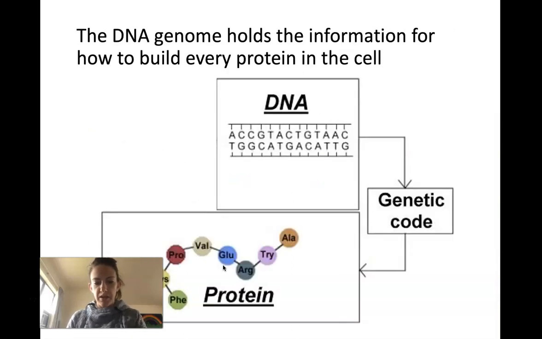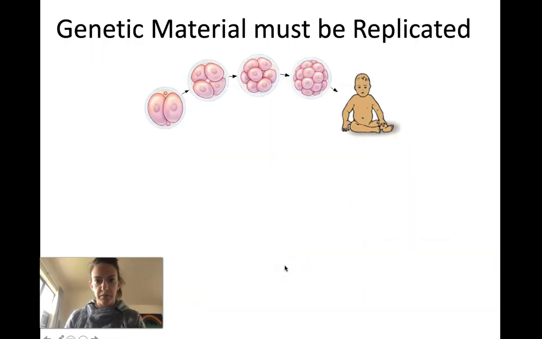And we'll get to this topic later on in the class, but your DNA genome holds the information to make every protein in your cell, right? So this is the process of gene expression, is reading that genetic material, reading that DNA, and making proteins from it. And so this whole process includes transcription and translation, which we'll get into detail later on in the course.